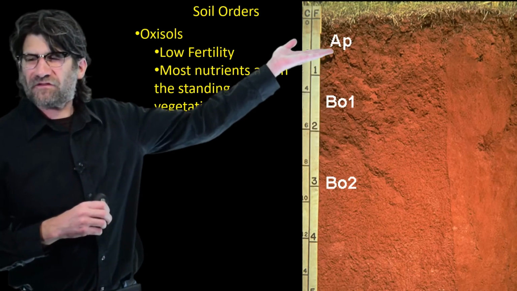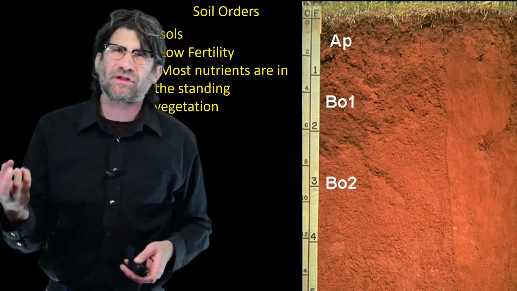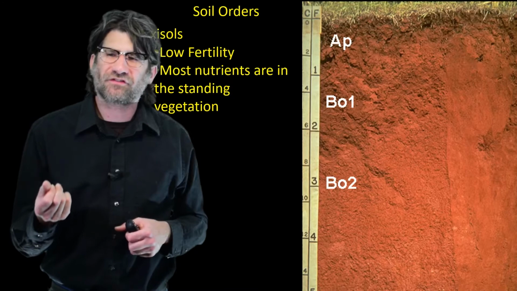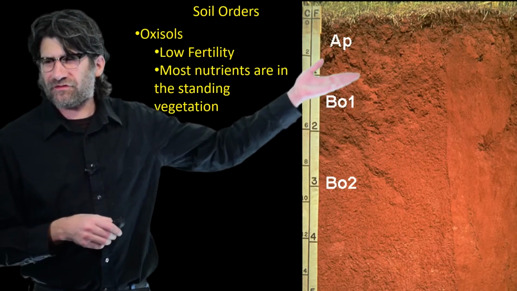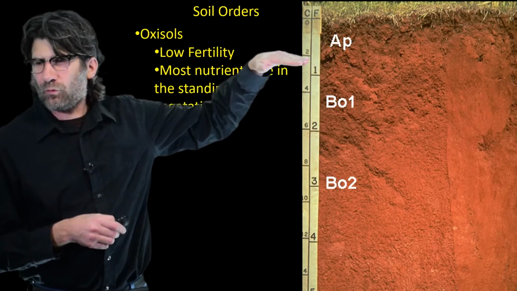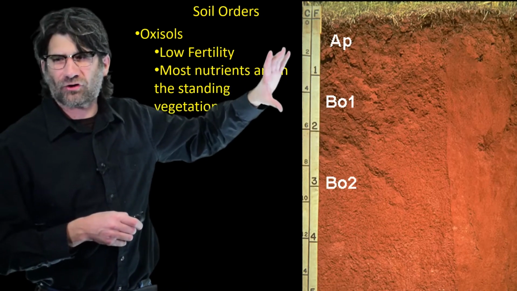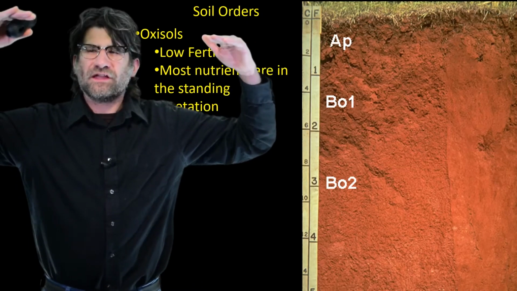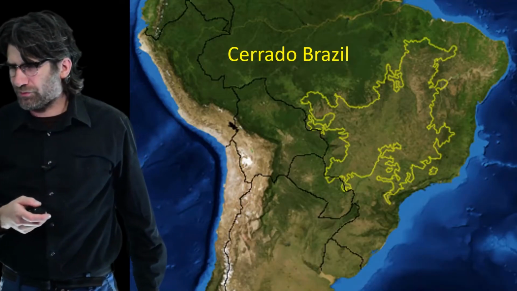You often get these bright red colors associated with oxisols, and that's because you're deeply weathering the parent material and you're producing iron oxides. So in an oxisol, most of the nutrients that would be in the soil aren't in there. They're taken up into the vegetation that's above in the forest canopy. So the soils themselves end up being very nutrient poor.